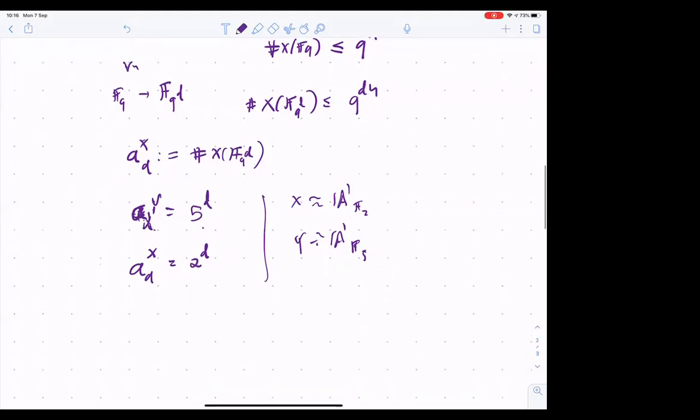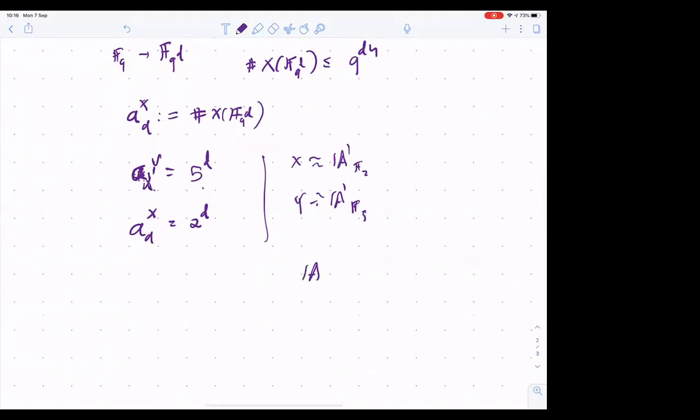Generally speaking, if I'm looking at A^n, the number of F_q to the d points, this set is canonically in bijection, right? It's just vectors like this. So the size of A^n over F_q to the d, in complete generality, it is true that it is q to the d.